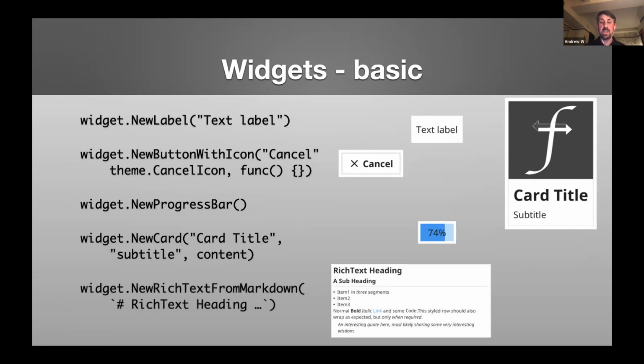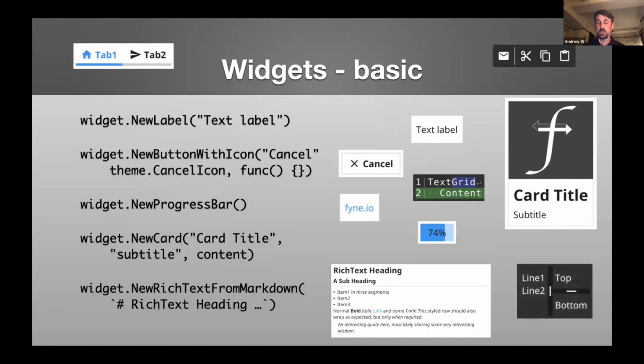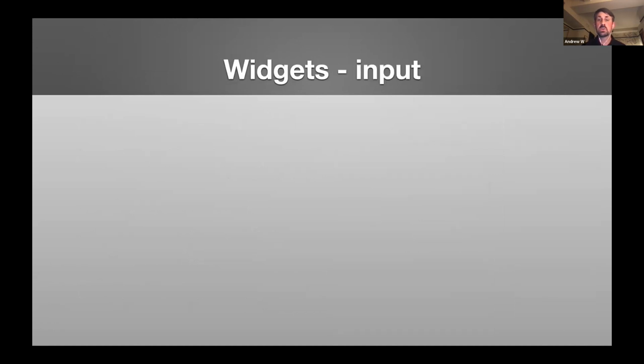We have a rich text widget now that you can work with either directly through the API or by passing it some markdown, which it will interpret for you. There's a text grid for more complex text systems like a terminal or code editor, for example, hyperlink, other things like toolbars and tab bars, and a split container as well that users can drag around. And all of these things are quite basic, but they provide enough to create an application layout along with the containers that I mentioned. But also, of course, you need input. So the standard thing there would be entry.